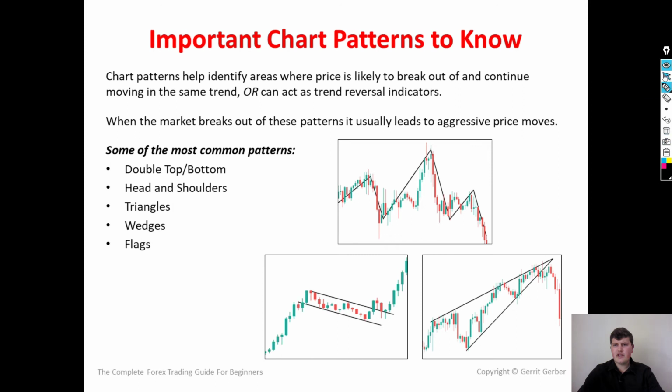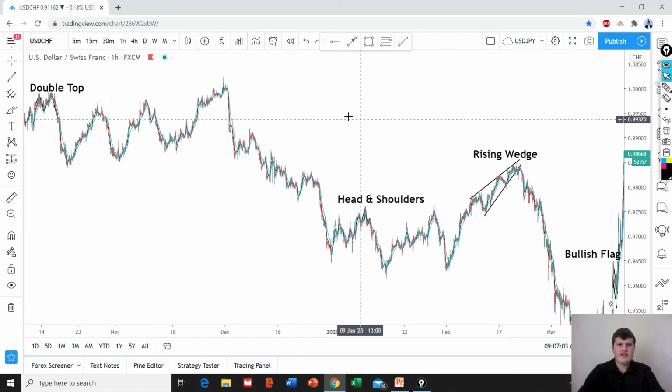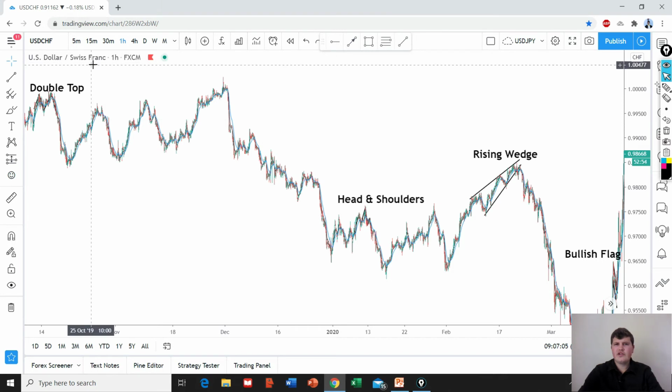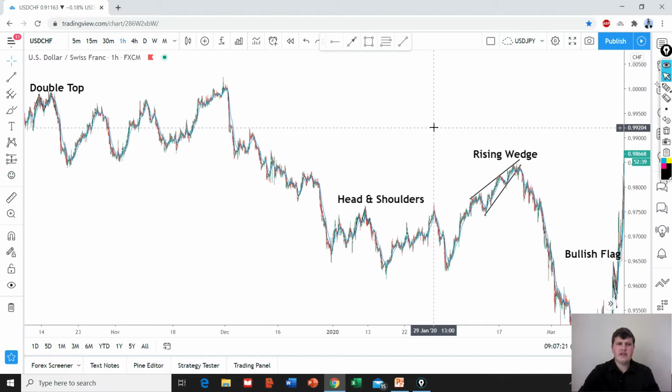So I'm going to jump into some live examples, and I'm going to show you guys exactly how to draw and analyze these specific chart patterns when they appear in the markets. So this is the US dollar Swiss franc chart on a 1 hour candlestick time frame, and I'm going to show you guys 5 examples of chart patterns, how to recognize them, how to analyze them, and most importantly how to trade them when they appear in the market.